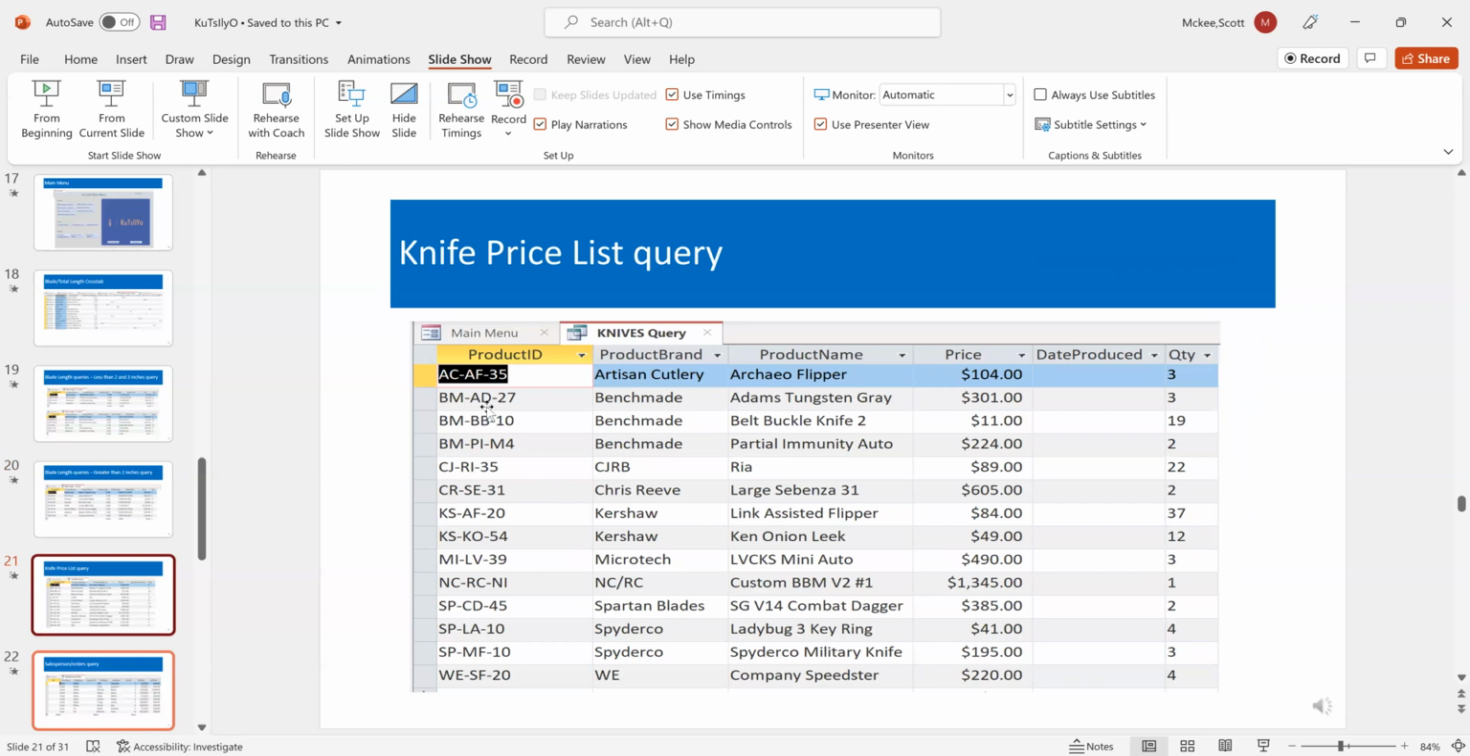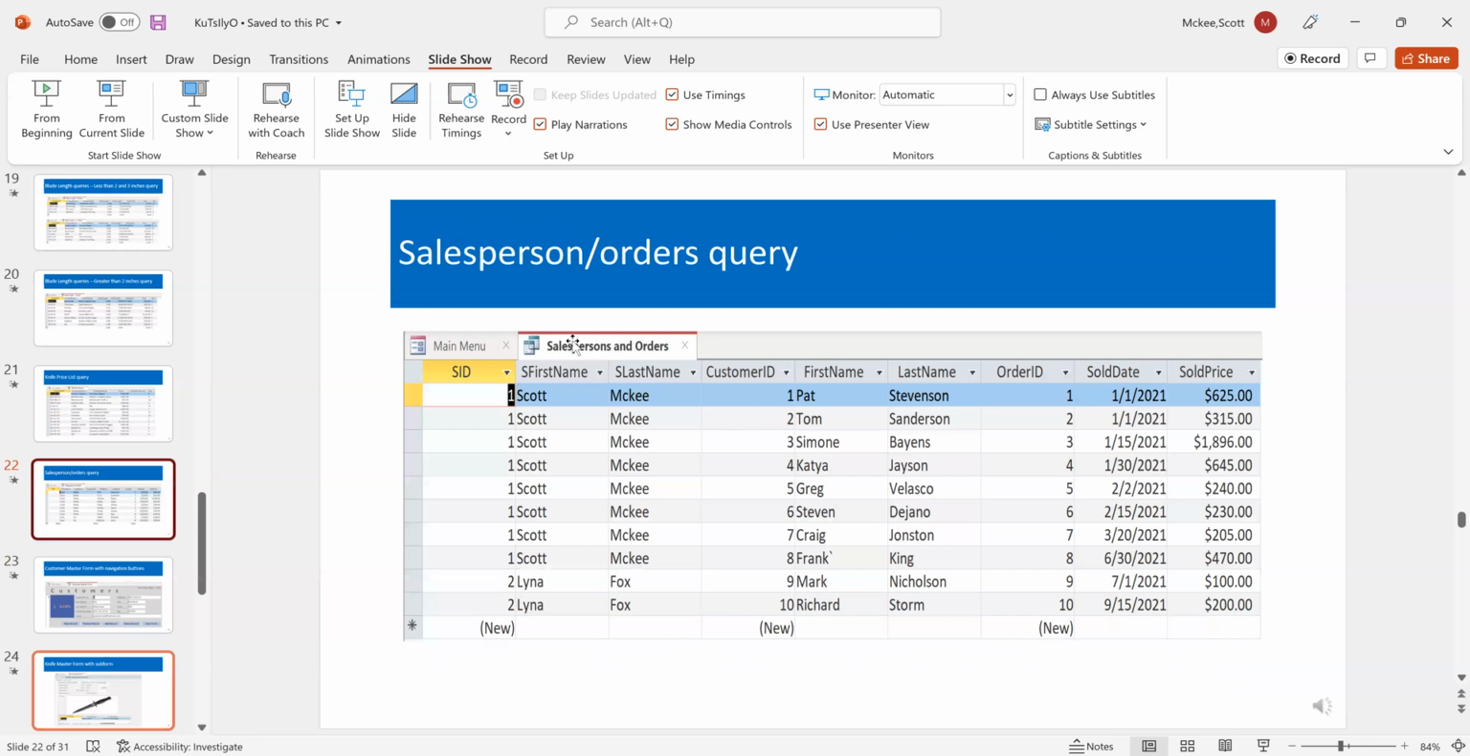Here's a product ID that I've come up with, the brand and the name of the knife, the price, and how many are on hand. There's also a date produced, because most of the knives I deal with are used, but I haven't entered that data yet. That's something I'm planning for the future. There's a salesperson, and in the orders, generally it's all just me. Who knows down the road?